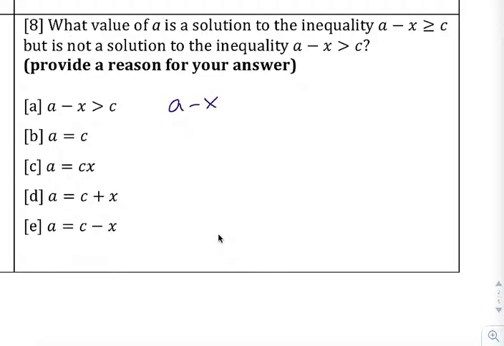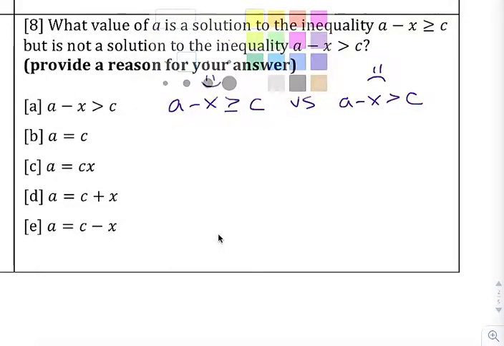So we have a minus x is greater than or equal to c versus a minus x is greater than c. We want to solve this one, but not solve this one. The question you should ask yourself is, what's the inherent difference between the two? Hopefully you picked up that all the values are the same, and the only thing that's different is that the one we want to solve can be equal, and the one we don't want to solve has to be strictly greater than. That tells you the only difference is one value for a that makes them equal. So the answer is going to be when a minus x is explicitly equal to c.